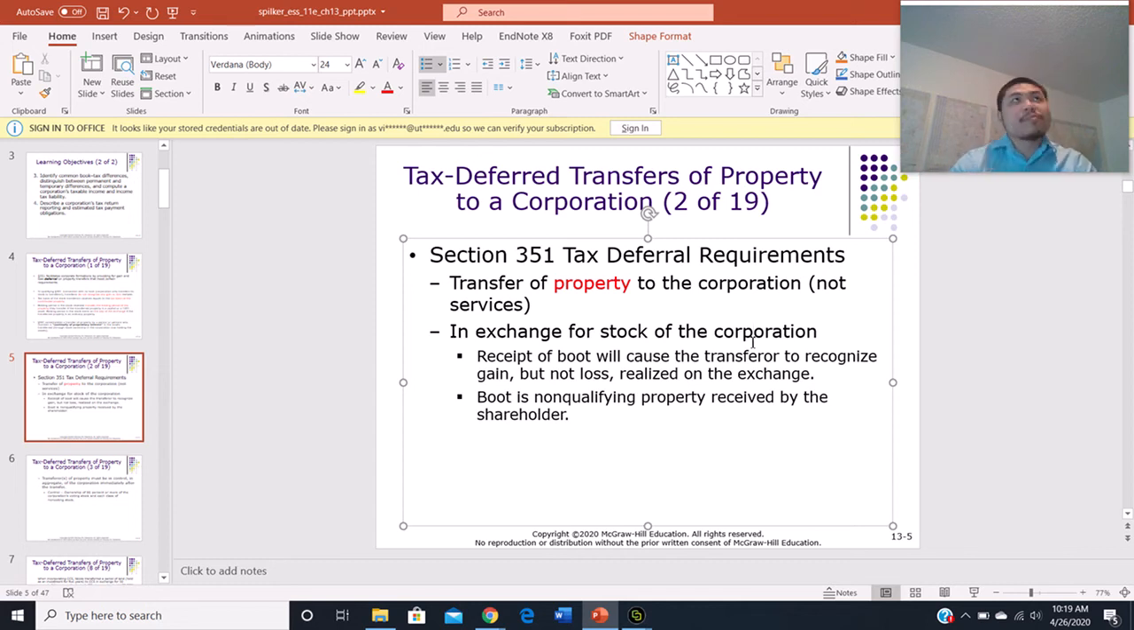Because sometimes a shareholder can exchange services for shares, right? And that happens a lot nowadays, when a company gives out shares as compensation, especially during the time of forming the corporation. So for example, let's say Facebook, back when they started Facebook, right?